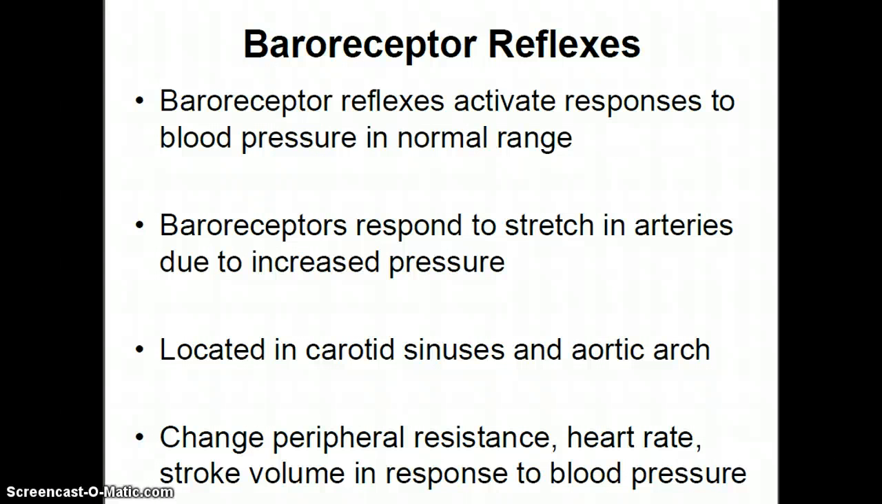Baro means pressure. There are pressure receptors that respond to stretch in the arteries. They're located in the carotid sinuses of the carotid arteries and in the aortic arch. They change peripheral resistance, heart rate, and stroke volume in response to blood pressure. So as blood pressure goes down, heart rate, stroke volume, and cardiac output will go up. As blood pressure goes up, heart rate and stroke volume, therefore cardiac output, will go down. Blood pressure up, cardiac output down. Blood pressure down, cardiac output up.